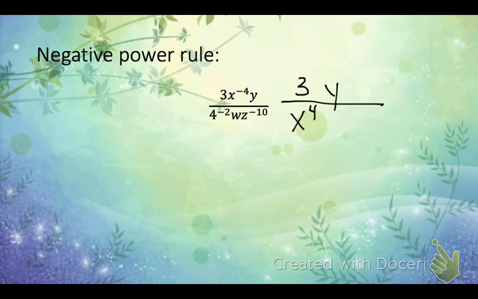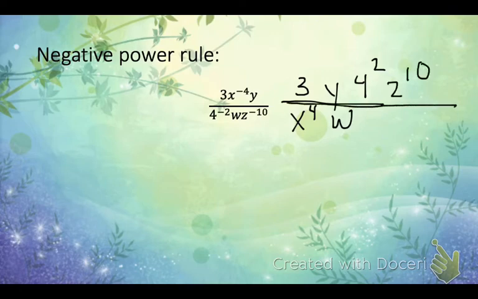Then I look at the bottom. 4 to the negative 2 is a negative, so I need to move it to the top, and that becomes 4 squared. W is not negative, so I keep it on the bottom. And then z to the negative 10th is negative, so I move it to the top. Okay, now, my negatives are gone, but I'm not done simplifying.